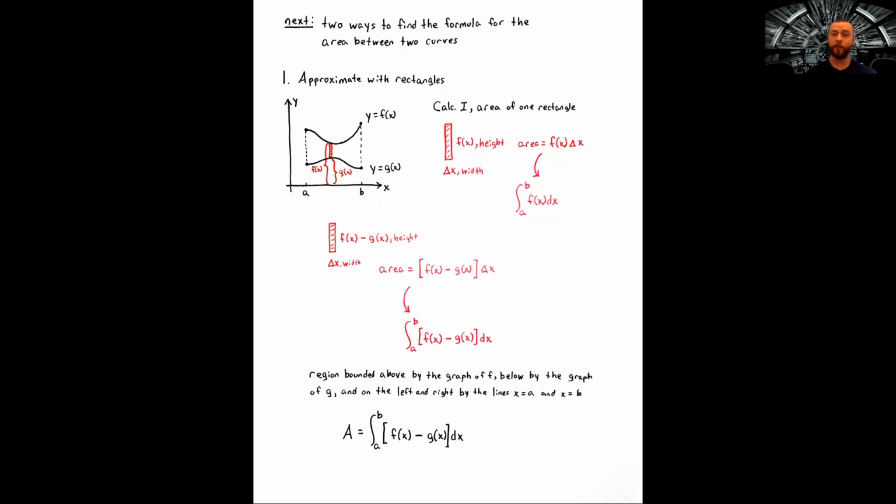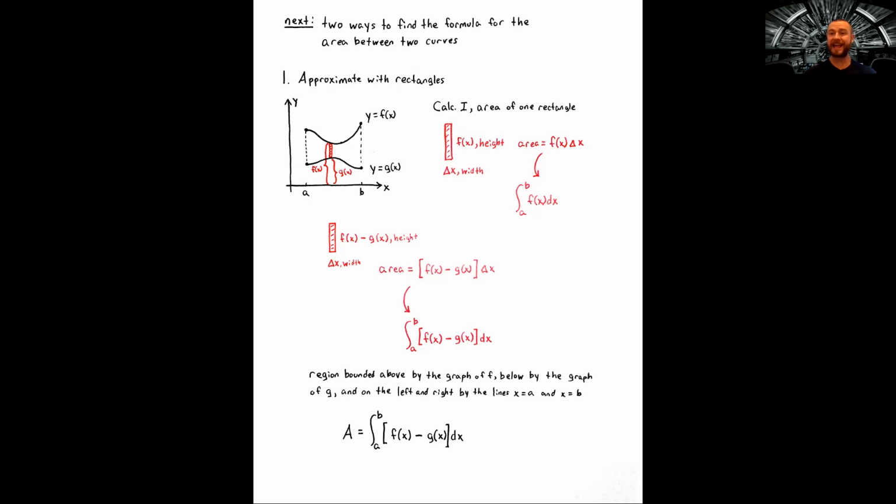Okay, now this is one way to arrive at this formula. This is going to be the approach that we use again when we start talking about volumes, surface area, and arc length, or length of a curve. Later, we'll be adding up small pieces, but the small pieces will be different geometric objects.